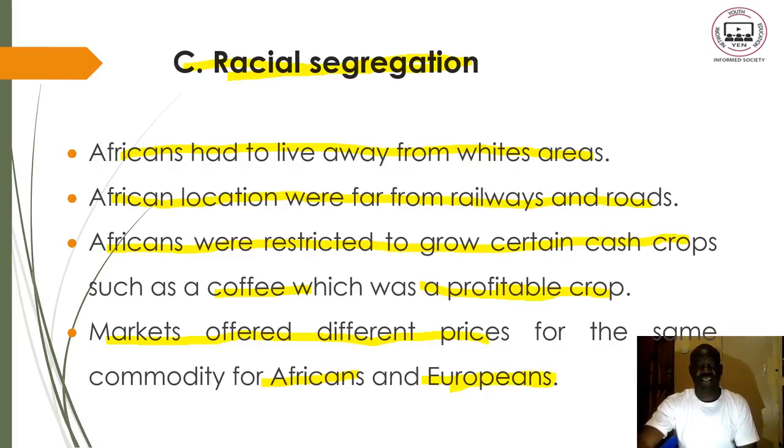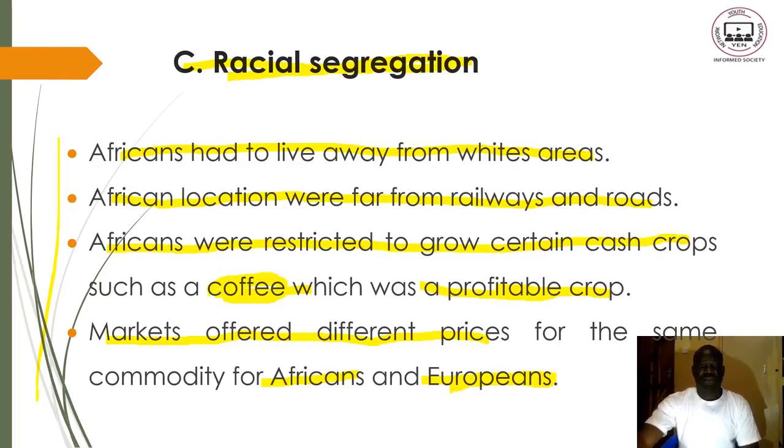So you can see here that all these factors that we have just mentioned talk about segregation. While the same thing is allowed for the whites, for the Africans it was not. So you see, the same people are farmers, but others are forbidden to grow coffee.